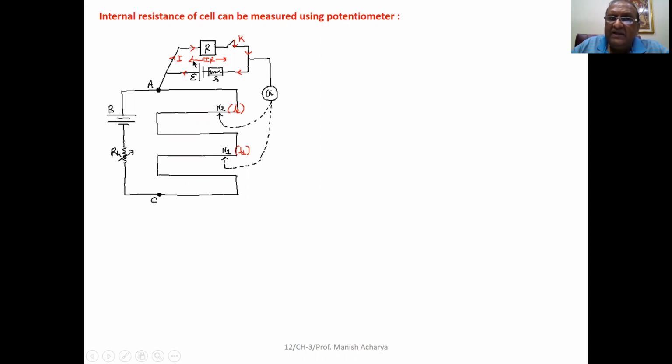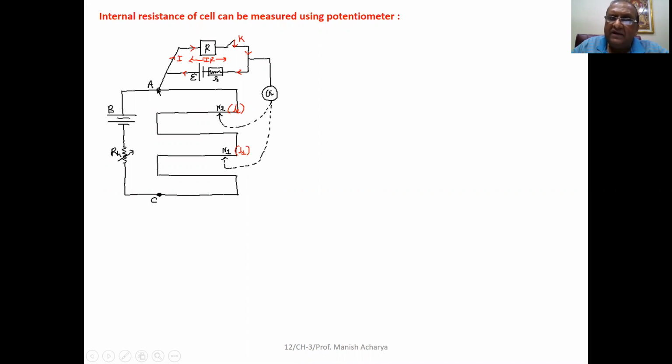Now this particular cell for which you want to find the internal resistance is shunted by resistance R. Shunted by resistance R implies that parallel to this cell, you have to connect one resistance R as shown in the figure. And with that, one key is also connected. Now first you have to keep this key open. When the key is open, we can say R is not in the circuit. It is open circuited.